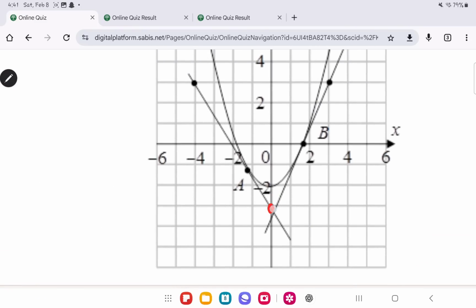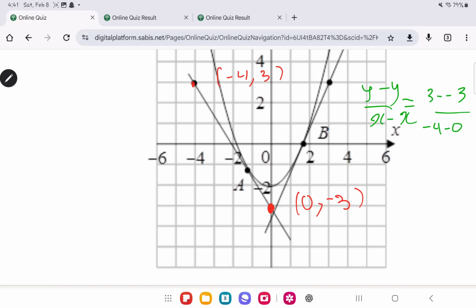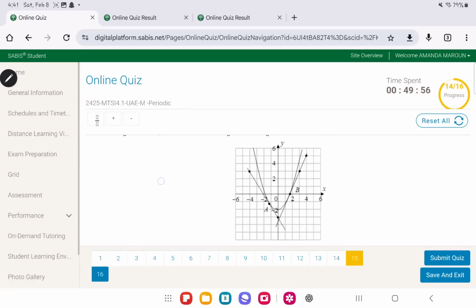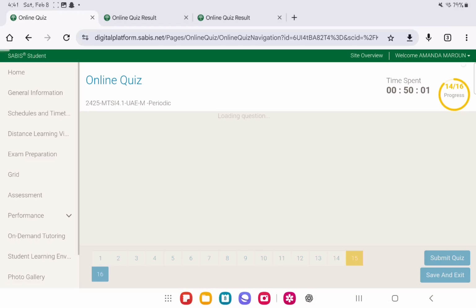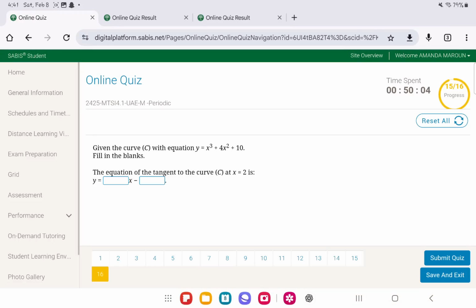Let's take this point over here, which is an x of 0 and a y of minus 3, and here it is an x of minus 4 and a y of 3. So if you put it y minus y over x minus x, it's going to be 3 minus minus 3 over minus 4 minus 0. So it's going to be 6 over minus 4. In simplest form, it is 3 over minus 2, or another way to write it is minus 3 over 2.